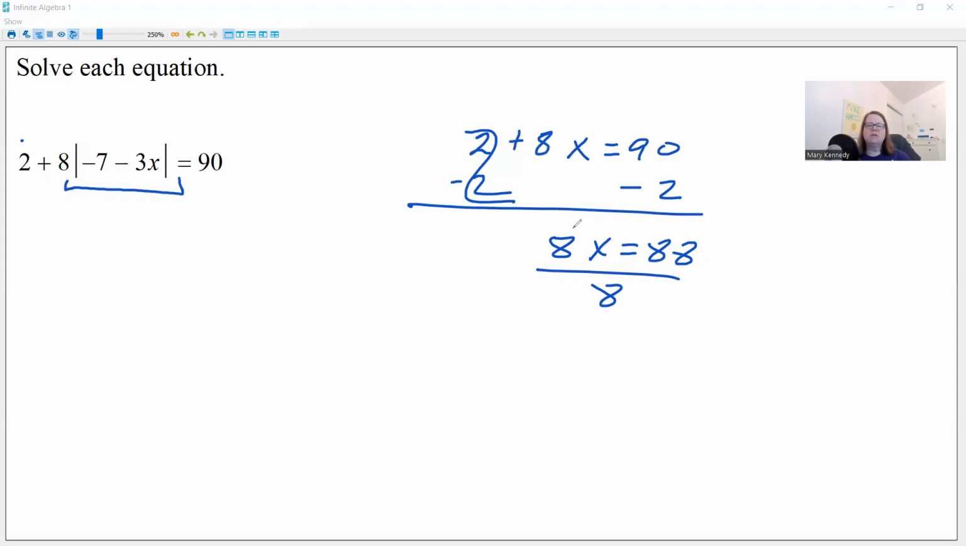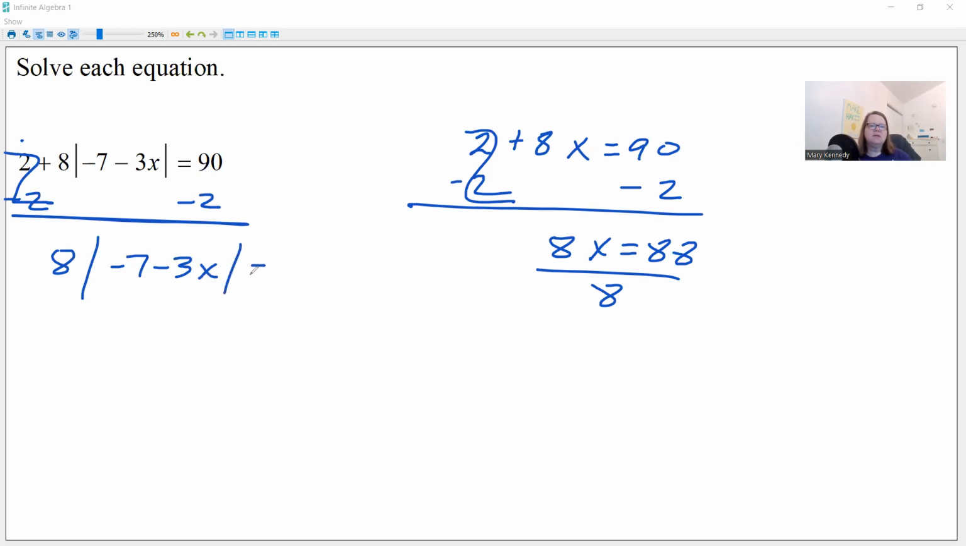So we're going to do the same thing over here. Let me erase the line I wrote. We're going to subtract 2 from both sides. 2 minus 2 is 0. We're left with 8 times the absolute value of -7 minus 3x equals 90 minus 2, which is 88. Now this is just like having 8 times something. The absolute value is just something equals 88. That's the same as what we have here.